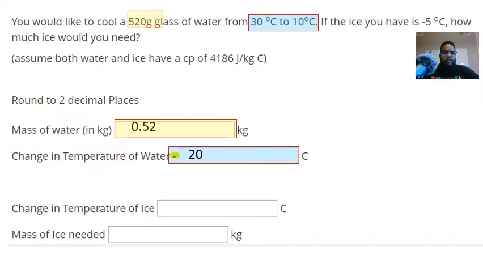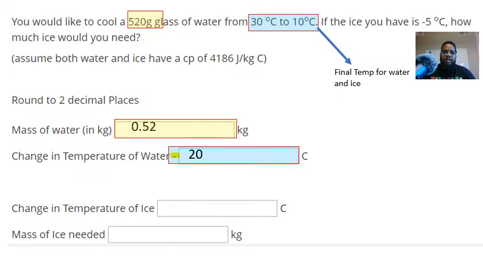Now, the change in temperature of the ice. You'll notice that there is only one temperature measurement for the ice. This is because they've already given us the final temperature. If we're going to be in thermal equilibrium, that means the final temperature for both substances is the same. So they gave us the fact that the final temperature is 10 degrees Celsius, and that is the final temperature for the water and the ice.